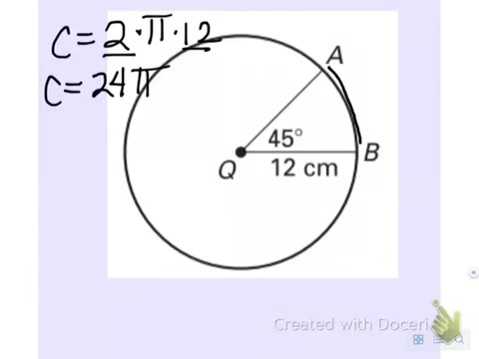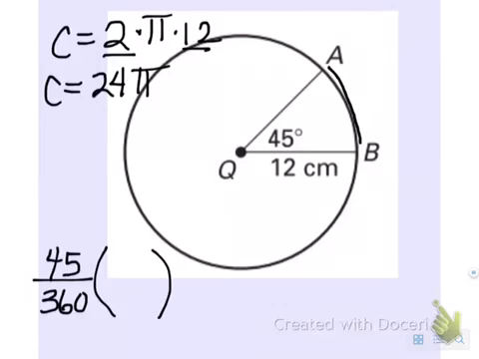Now again, I wouldn't bother to find the exact or the estimated answer here. I don't want to know the whole circumference around the whole circle. I only want to know the part from A to B. So that part is represented by 45 degrees out of a total of 360 degrees, and I multiply that by the circumference of the whole circle, which is 24 pi.